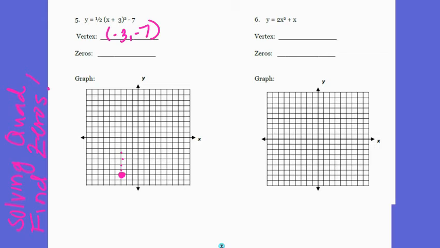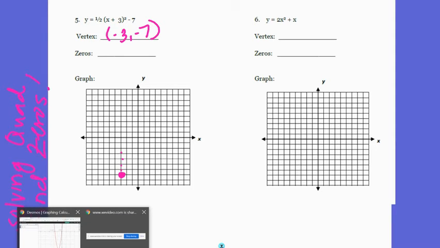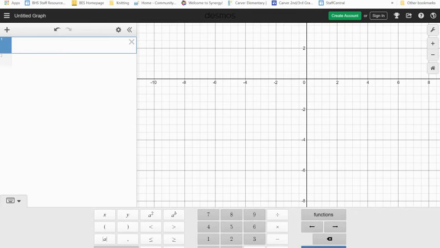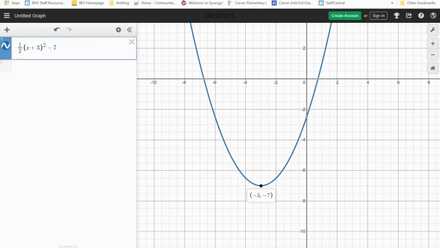So I'm going to type in 1/2 (x plus 3) squared minus 7. And if you remember from transformations, this 1/2 should make it look wider. It's a vertical compression. So 1/2 (x plus 3) squared, and I think it was minus 7. Okay, and then our -3, -7. You'll see Desmos also plotted the intercept for us. You can find that using your TI-84 calculator as well.